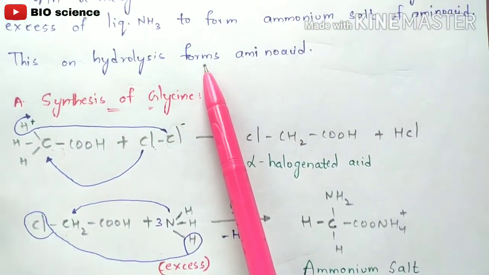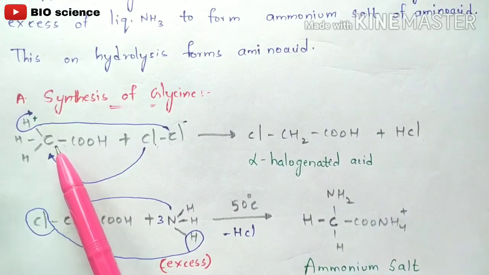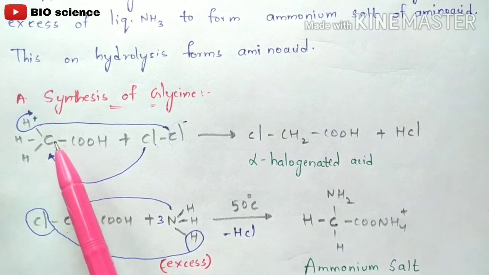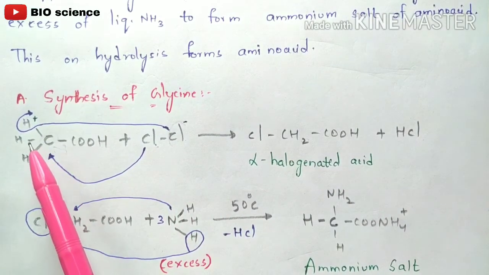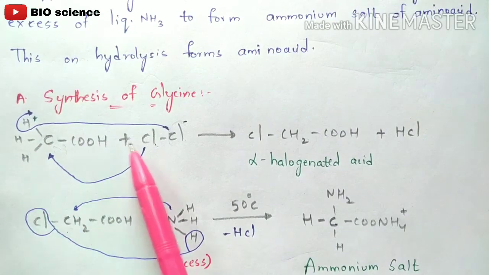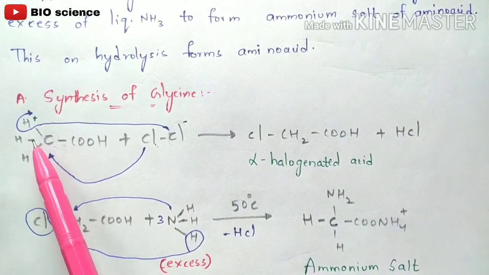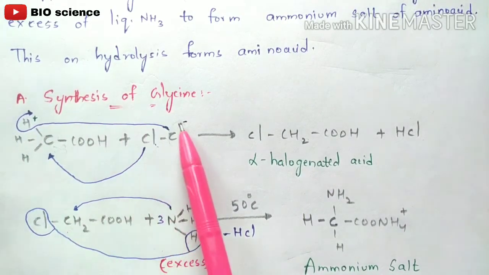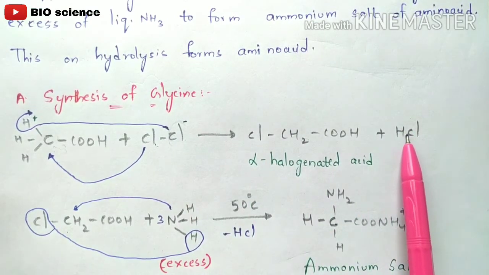So how are we going to prepare it? Firstly CH3COOH, meaning acetic acid, will react with chlorine. So here CH3COOH you can write in this way and Cl2 you can write in this way, right? CH3 contains 3 hydrogen atoms and Cl2 contains 2 chlorine atoms. And of these 3 hydrogen atoms, one hydrogen atom, which is a proton, will move towards a chlorine atom and will be removed in the form of HCl, hydrochloric acid.